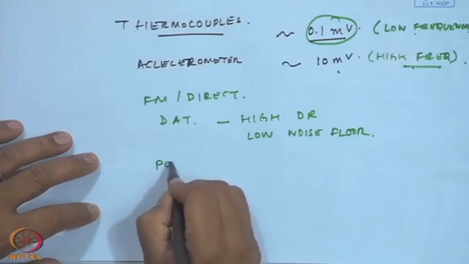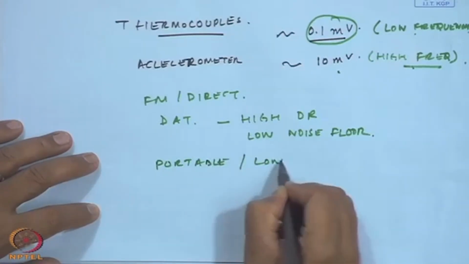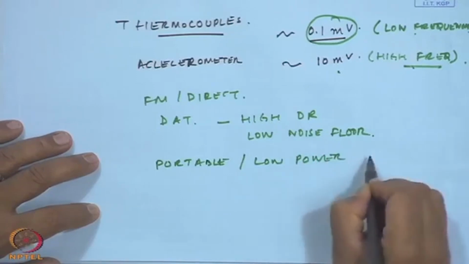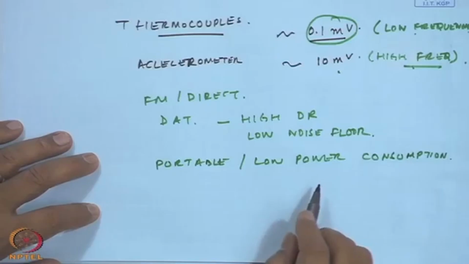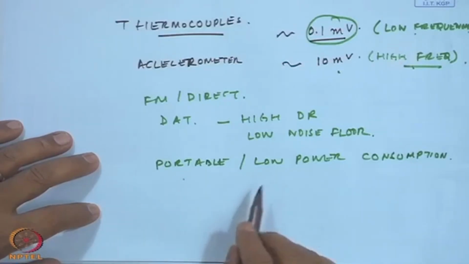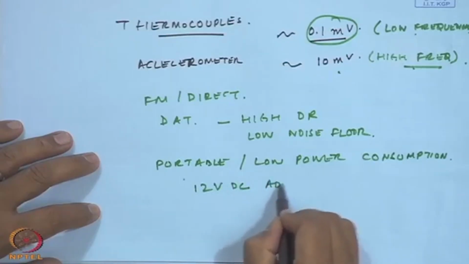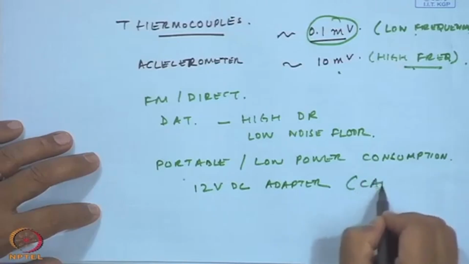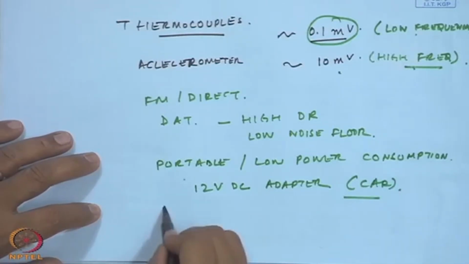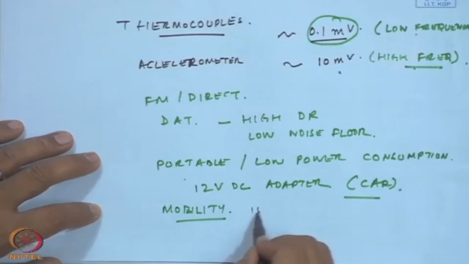But the advantages of these recorders are that they are portable and have low power consumption. Some of these recorders can even be powered from the 12 volt DC adapter given in your car. So, the mobility of such recorders is excellent.